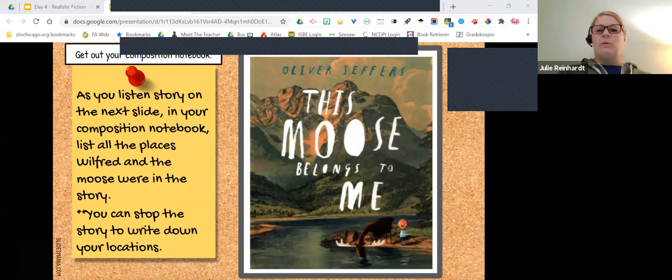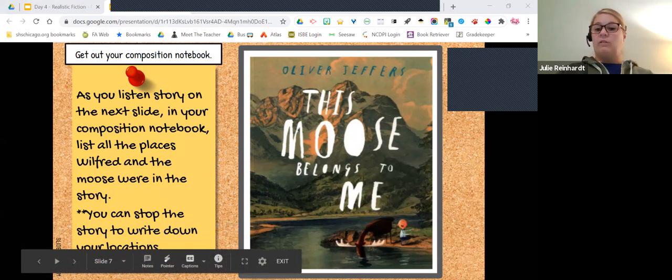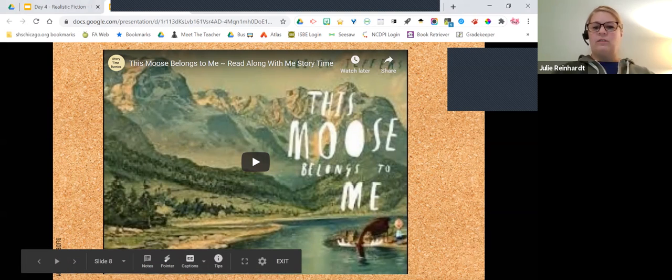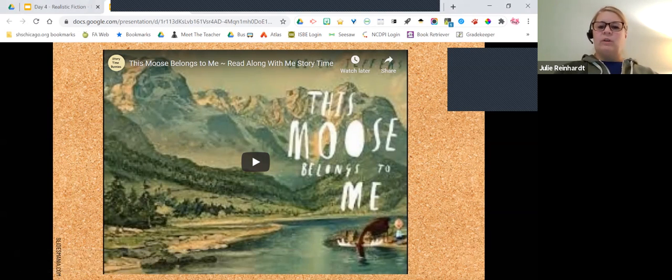All right, so now what we're going to do is we are going to listen to another story. It's called This Moose Belongs to Me. And as we're listening to it, I want you to pay attention to the settings.